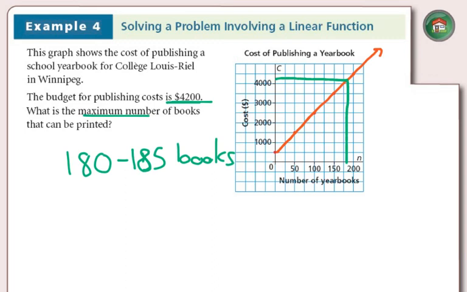This is not an exact measurement. This is an estimate. As long as your estimate is reasonable. Saying it's 176 books would be unreasonable because it's clearly not just up against that 175 line. Likewise, saying 195 books would be clearly too many. As long as your answer is within reason, that's what we're looking for.